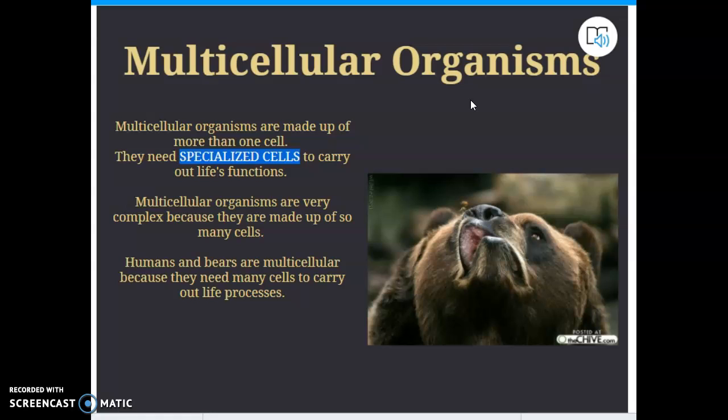But if you see that word specialized, specialized is always going to be talking about a multicellular organism. Again, we are complex. We saw that when we were watching the video. An elephant has 1,000 trillion cells in its body. 1,000 trillion. Still trying to wrap my head around that number. Humans, bears, multicellular because we have many cells that carry out different life processes.